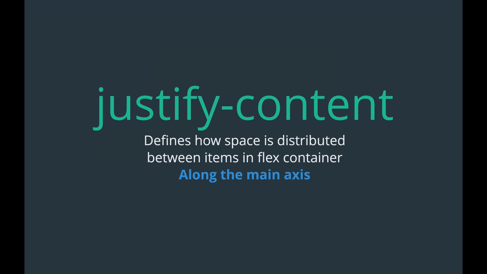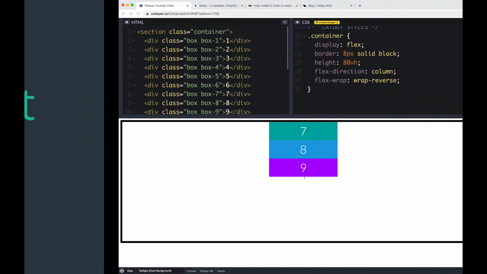So now we get to one of the most useful properties, justify-content. Another property name that I'm not crazy about, but it is one we use all the time. And the responsibility of justify-content is to define how that space is distributed between the items in your flex container along the main axis. I know it's a mouthful.